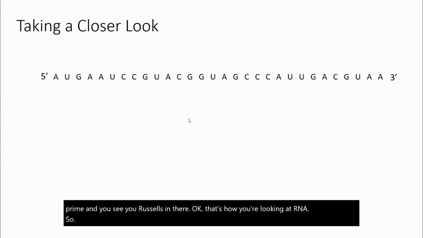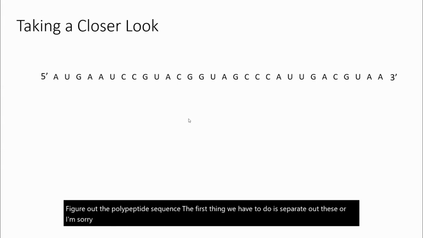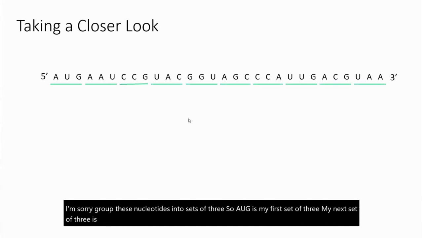So in order to figure out the polypeptide sequence, the first thing we have to do is group these nucleotides into sets of 3. So AUG is my first set of 3. My next set of 3 is AAU. And then we continue on until we're at the end of the piece of RNA.